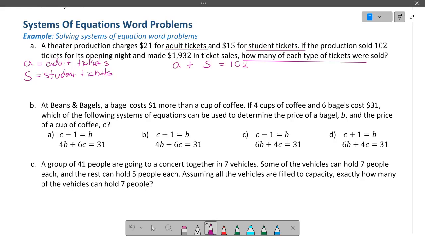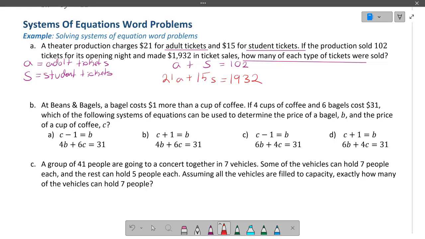What's the other one? The total they cost. Okay, so if I wanted that total cost, that's $1,932, how would I calculate that cost? 21A plus 15S. Awesome. Okay, so now that we have our two, what can we do to solve?